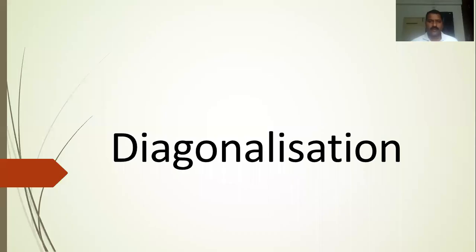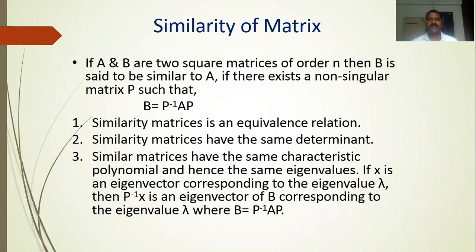Today, we'll discuss diagonalization. There is a process of diagonalization. That is, given a square matrix A, how to diagonalize it? First of all, you need to understand when two matrices are said to be similar.